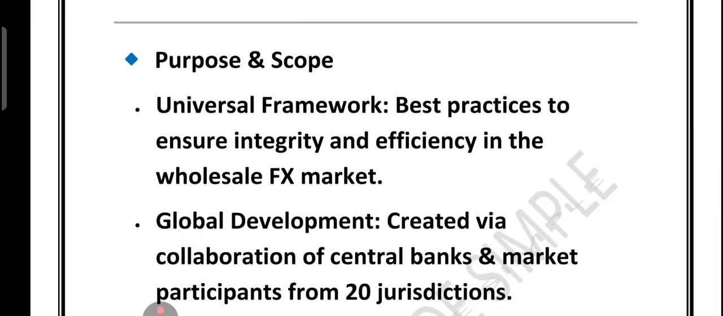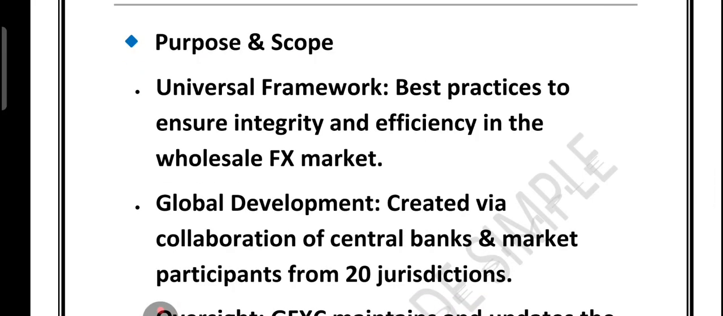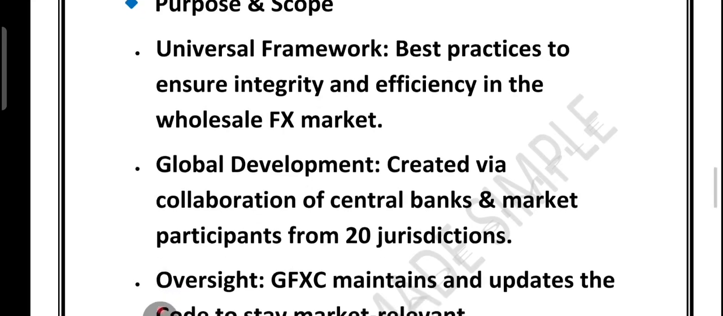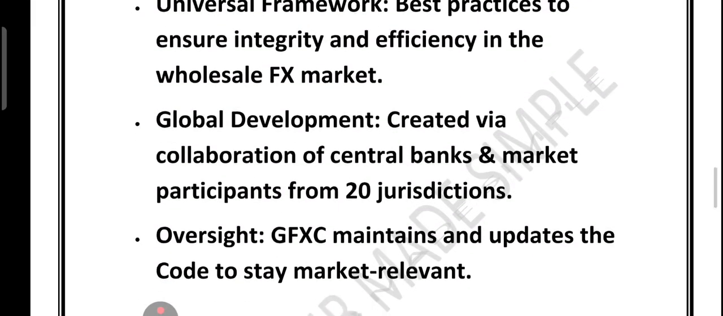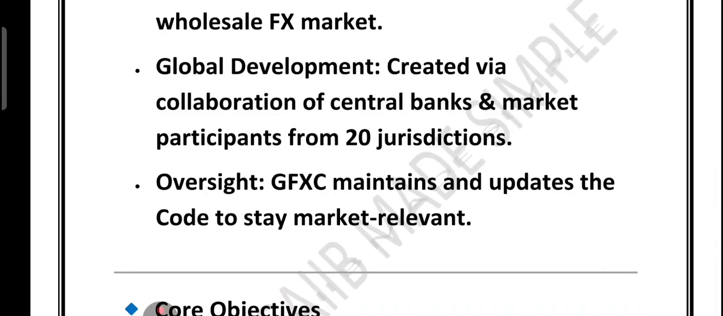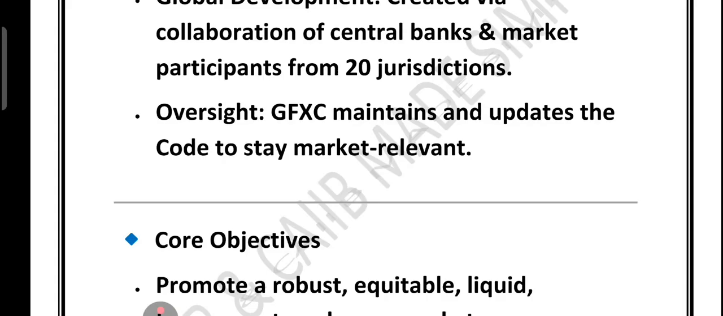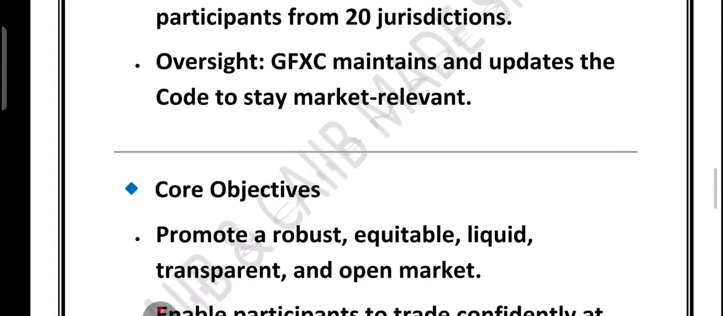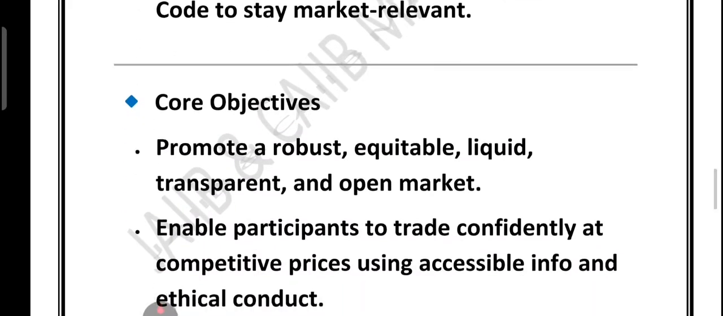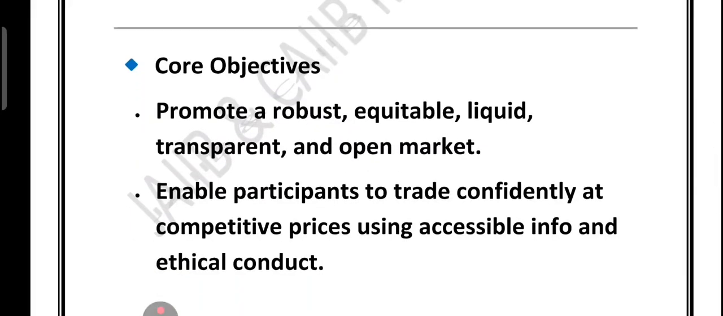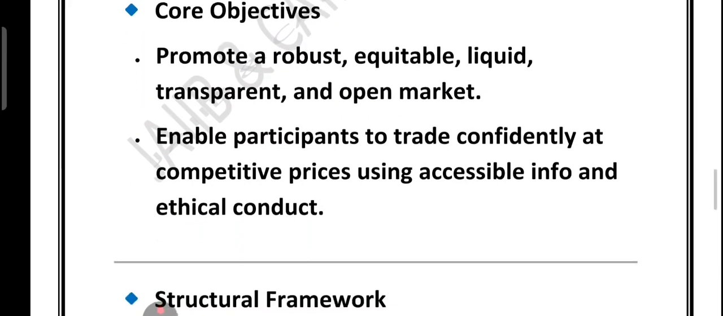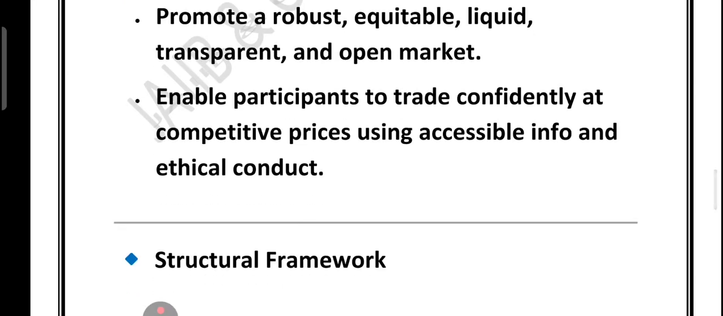So this FX Global Code provides a universal framework of best practices to ensure integrity, fairness and efficiency in the wholesale forex exchange market. It was developed collaboratively by central banks and market participants from over 20 jurisdictions. The Global Foreign Exchange Committee, which is called GFXC, maintains and updates the code to keep it relevant in the evolving market conditions. If you look at the core objective of it, this GFXC code aims to promote a robust, equitable, liquid, transparent, open forex exchange market. It helps participants trade confidently at competitive prices, relying on accessible information and ethical conduct.